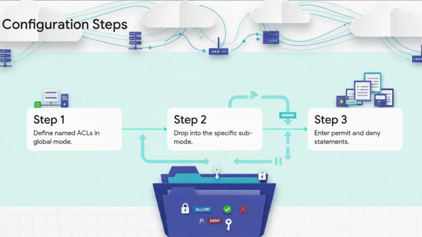Step 2. Doing this immediately drops you into a specific submode for that exact list, and this is actually a massive safety feature. In legacy systems, doing global config changes ran the risk of accidentally applying a rule to the wrong interface if you weren't perfectly organized. This submode acts as a safety sandbox. And finally, step 3. Once you are safely inside that submode sandbox, you enter your specific permit and deny statements. It's a clean, nested structure that keeps you focused entirely on the exact security policy you are actively building.